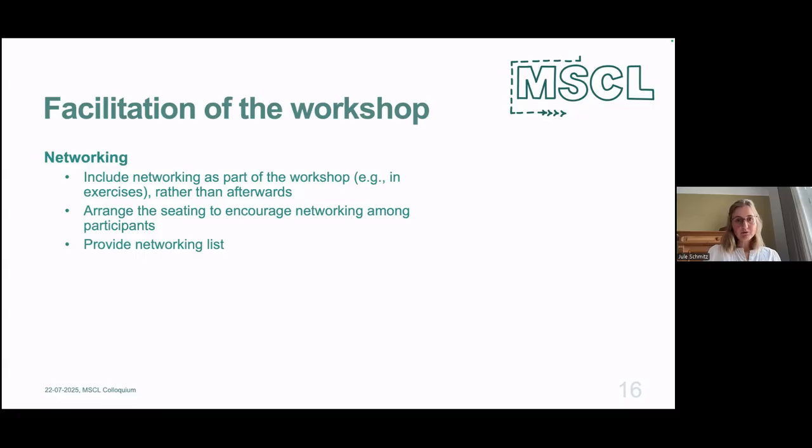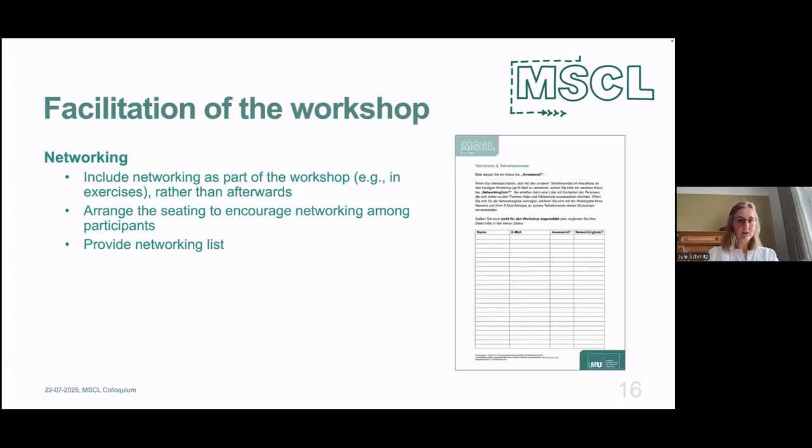We also aim to encourage networking and collective engagement after the workshops, and therefore provided a networking list. Participants could sign in for this list during the workshop. That would look a bit like this, and they would receive the networking list afterwards.